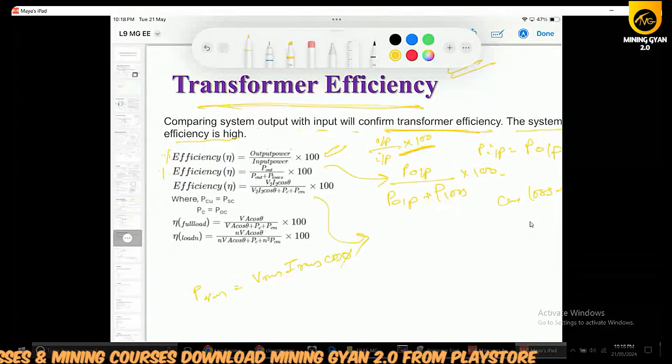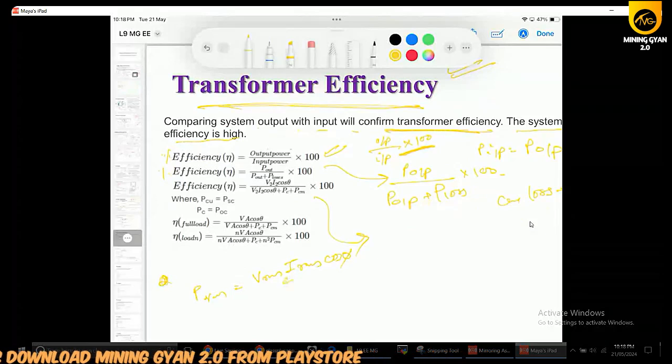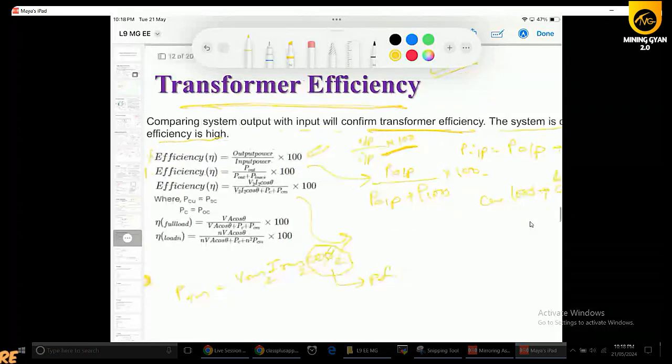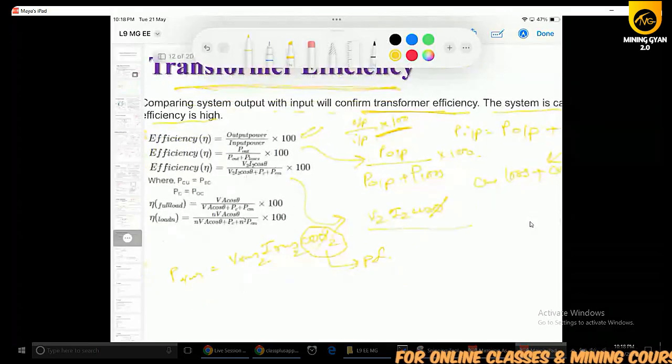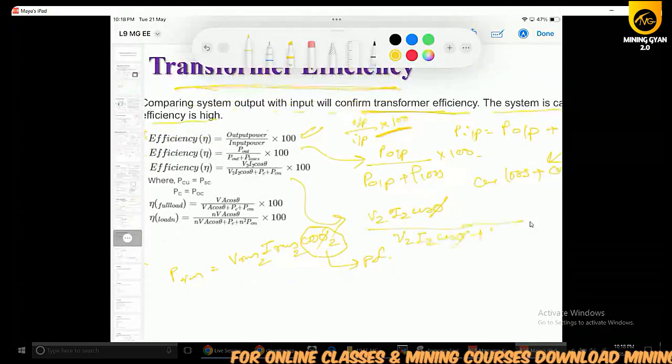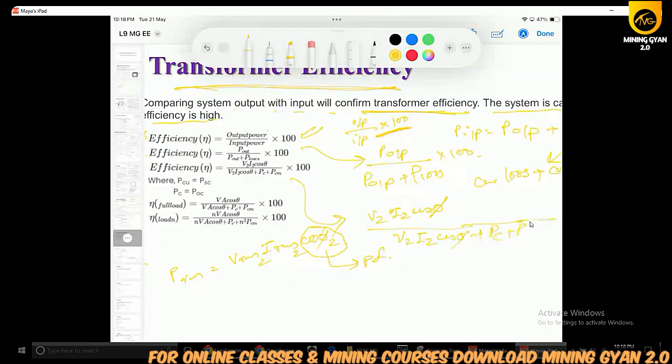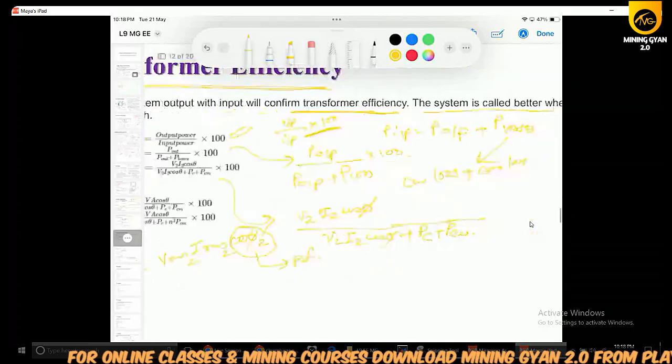Okay, as your load is connected at the secondary side, so you have to refer this VRMS to IRMS to cos phi 2. Cos phi 2 is what? The power factor of the load at the load side. Okay, so this is the formula: V2 I2 cos phi. Sometimes we write it like cos theta also, divided by, this is also output, V2 I2 cos phi plus core loss PC plus PCU, that is the copper loss into 100.